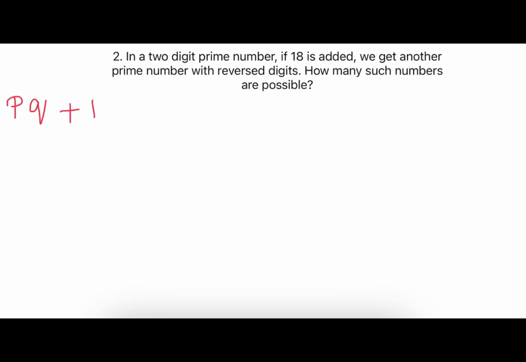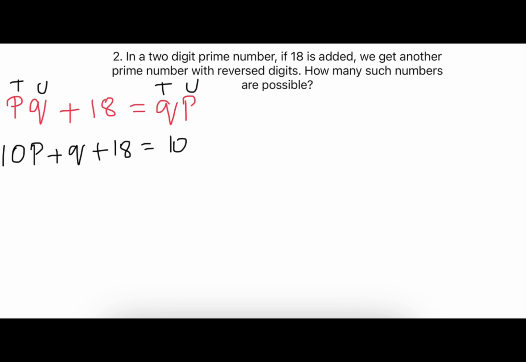If 18 is added to it, we get another prime number in which the digits are reversed compared to the original number PQ, which means what? The answer obtained is QP. So this is the basic equation. We should also know its value because Q is the units place and P is the tens place. Similarly here P is the units place and Q is the tens place because the digits are reversed when 18 is added to PQ. Now with respect to value, if we write, this becomes 10P plus Q plus 18 is equal to 10Q plus P.